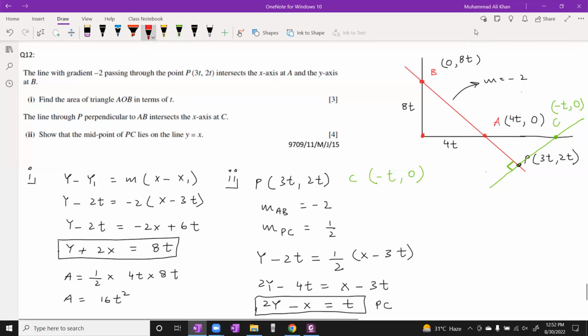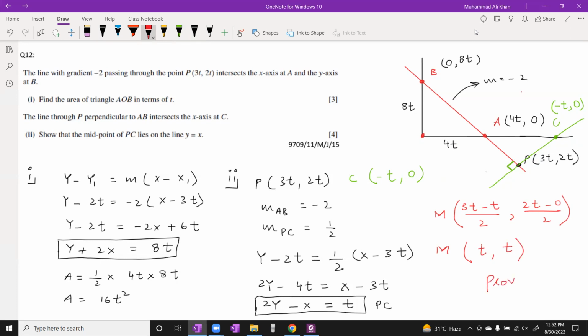अब मैं कैलकुलेट कर रहा हूं जनाब मिड पॉइंट ऑफ PC. मिड पॉइंट ऑफ PC क्या होगा? (3t - t) डिवाइडेड बाय 2, (2t + 0) डिवाइडेड बाय 2. x1 + x2 by 2, y1 + y2 by 2. मिड पॉइंट क्या आया जनाब? 3t - t, आवाज आई सबकी, 3t माइनस t, 2t डिवाइडेड बाय 2, t, 2t डिवाइडेड बाय 2, t. दोनों सेम आ गए.